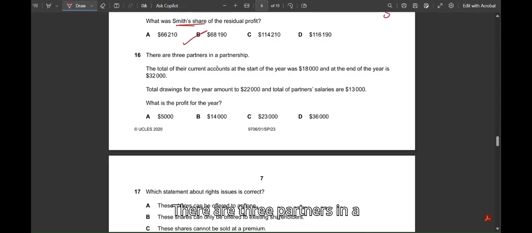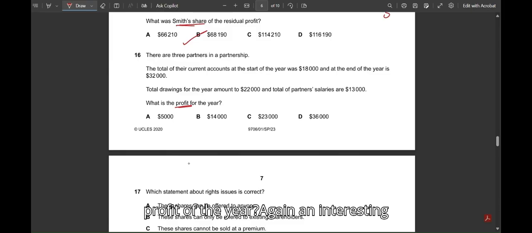There are three partners in a partnership. The total of the current account at the start of the year was 18,000 and at the end of the year is 32,000. Total drawings for the year amounted to 22,000 and total of partners' salary are 13,000. What is the profit of the year?